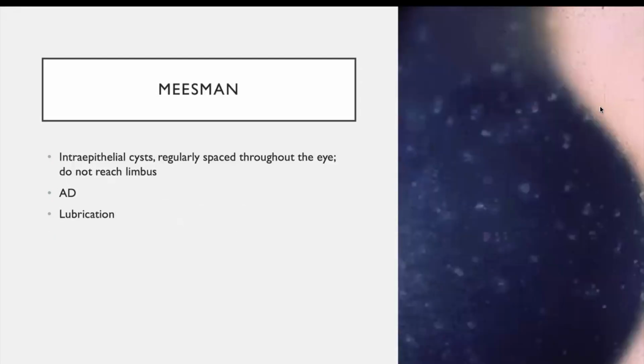Moving on to Meesmann's. So again, not necessarily always well diagnosed. Sometimes it's missed, but you get these intraepithelial cysts, and they're pretty regularly spaced throughout the eye, but they spare the limbus. It looks almost like a grid of these small cysts that sit within the epithelium, autosomally dominantly inherited. And again, you're treating these epithelial dystrophies with lubrication.